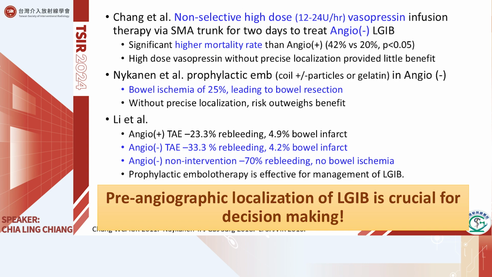In another study using TAE in angionegative patients, the rebleeding rate is a little higher, but the bowel infarct rate is similar. However, in the observation group of angionegative patients, the rebleeding rate is much higher, about 70%. So prophylactic embolotherapy is effective and needed for the management of low GI bleeding. However, pre-angiographic localization for low GI bleeding is crucial for decision making.